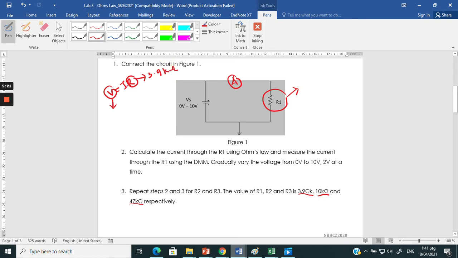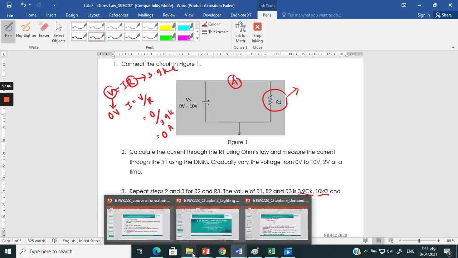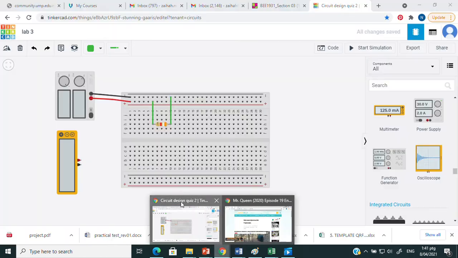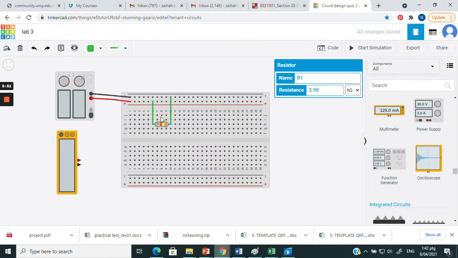Okay, so for the first step, we set the voltage value to 0 volt. You can calculate I equal to V over R. So if V is 0 and R is 3.9 kilo ohm, definitely the current you get is 0 ampere. Okay, so this is from the calculation. Alright, so let's see in the Tinkercad. Let's say this is the 3.9. Okay, so set the power supply to 0 volts.